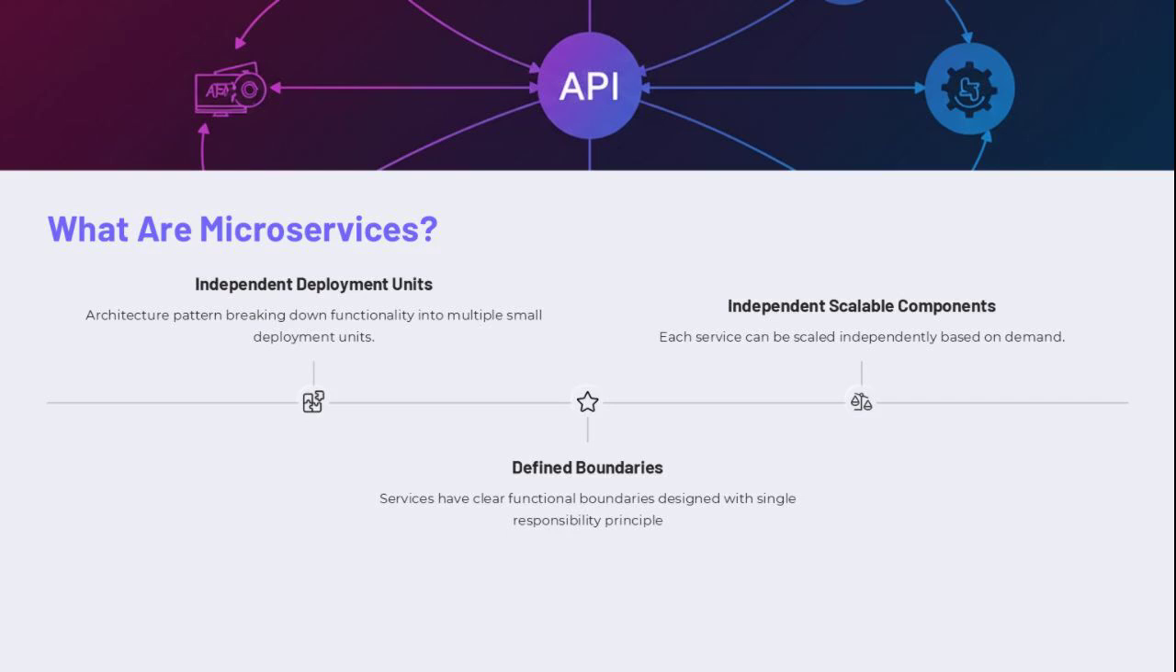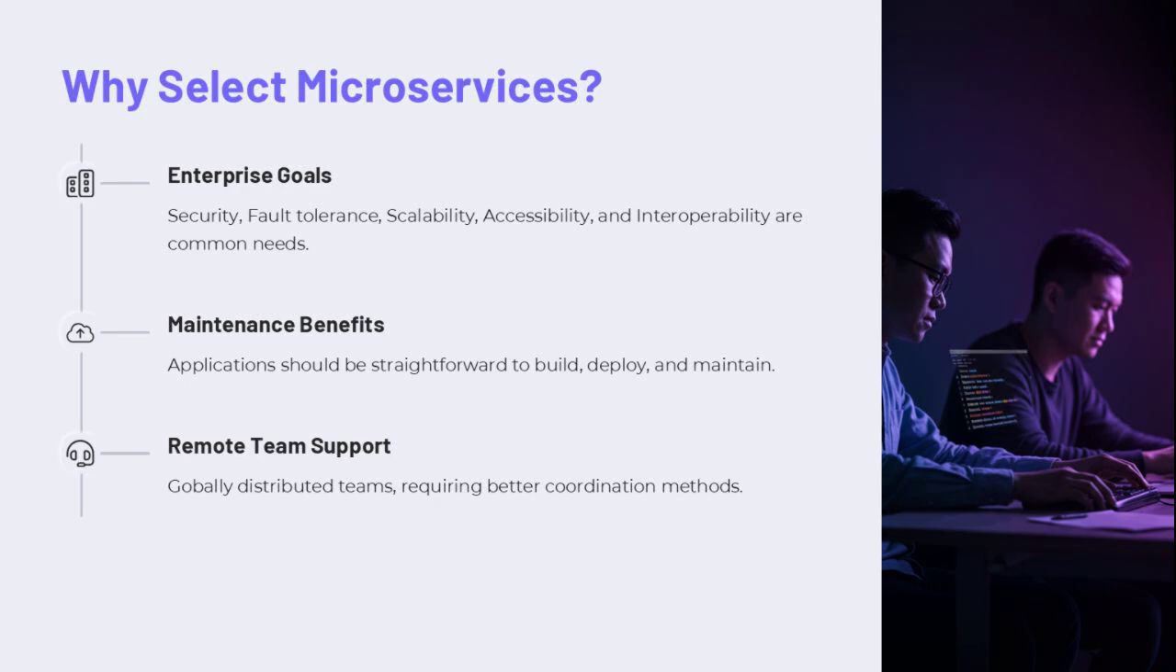Microservices are defined by independent deployment units, allowing architecture to break down functionality into multiple small deployment units. Each service can be scaled independently based on demand, and services have clear functional boundaries designed with a single responsibility principle. Microservices align with enterprise goals such as security, fault tolerance, scalability, accessibility, and interoperability. They offer maintenance benefits, making applications straightforward to build, deploy, and maintain. Additionally, they support remote teams, requiring better coordination methods for globally distributed teams.